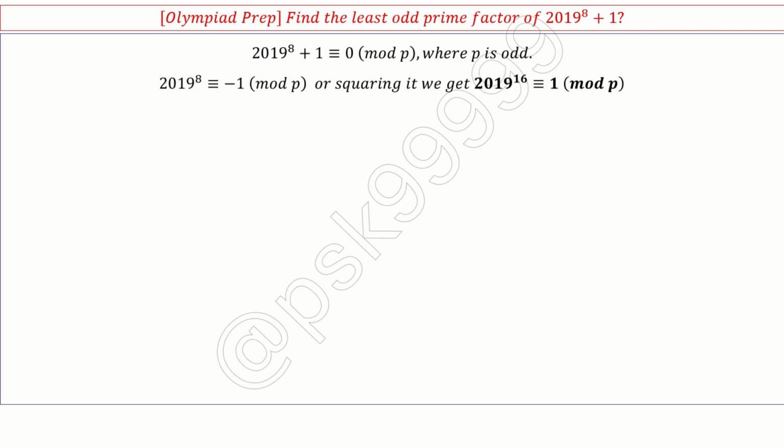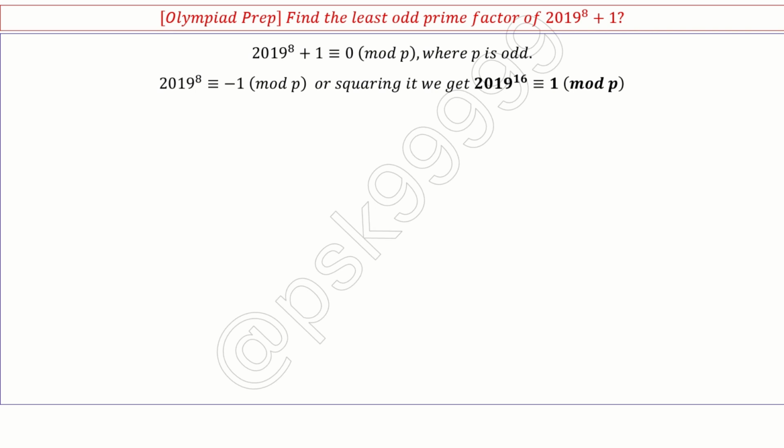So it will become 2019 to the power of 8 congruent to minus 1 mod p. But if you remember the function, we should have 1 mod p, right? So I will square it. Okay, if I square it, I get minus 1 into minus 1 as remainder, which is nothing but 1.